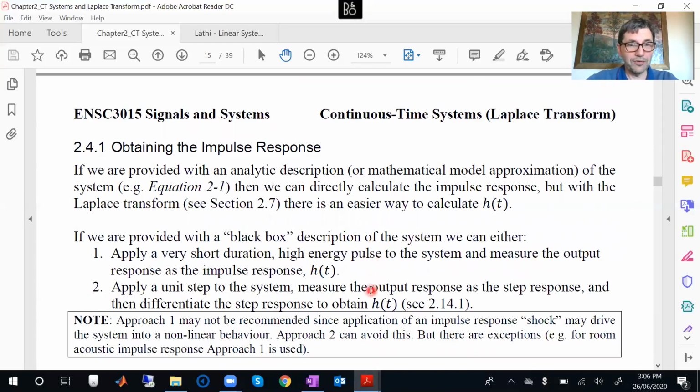Another cool way of doing it is to apply a unit step. In other words, the input is a unit step. You will get a response, and you can show, and we'll show later on when we look at the Laplace transform in the latter part of this chapter, chapter 2, that you can then differentiate the step response to obtain the impulse response. So that is usually a more convenient way to do that.